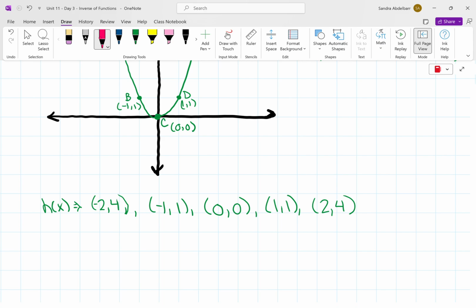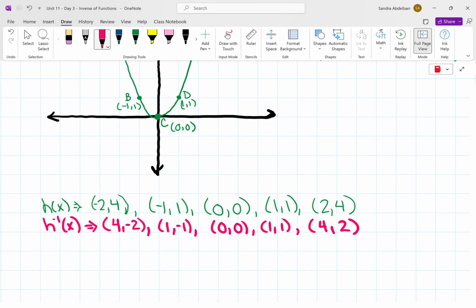So when I go to find the inverse of this, I want to take those points and switch my x and y coordinates. So we have 4, -2, 1, -1, the 0, 0 stays, the 1, 1 stays, and then lastly 4, 2.